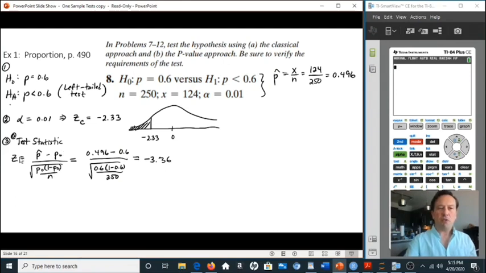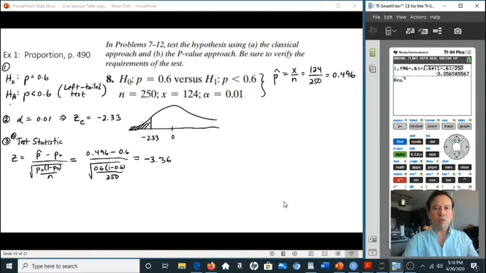Our test statistic formula, which I gave you, remember this is a proportion problem, so we're using the first formula that I gave you. Plugging in the numbers looks like this. All right, and as an exercise, try this on the calculator and see if you can get negative 3.36. All right, so right there on my calculator, you can see how I set that up.